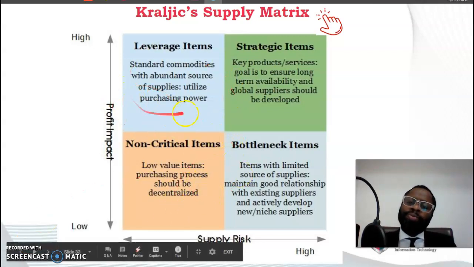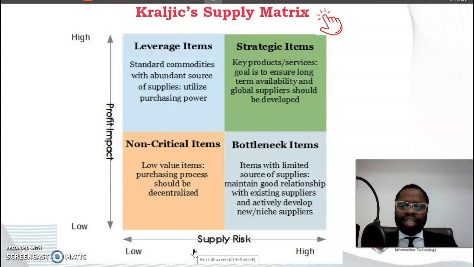So I'm looking at my pointer, and I'm going to start with the matrix here, the main focus. Now, the matrix has 4 quadrants, which is expected: leverage items, strategic items, non-critical items, and bottleneck items. Now, let's start with the 2 very easy ones: bottleneck, or maybe non-critical items. So, non-critical items, you see where supply risk is low and profit impact is also low.